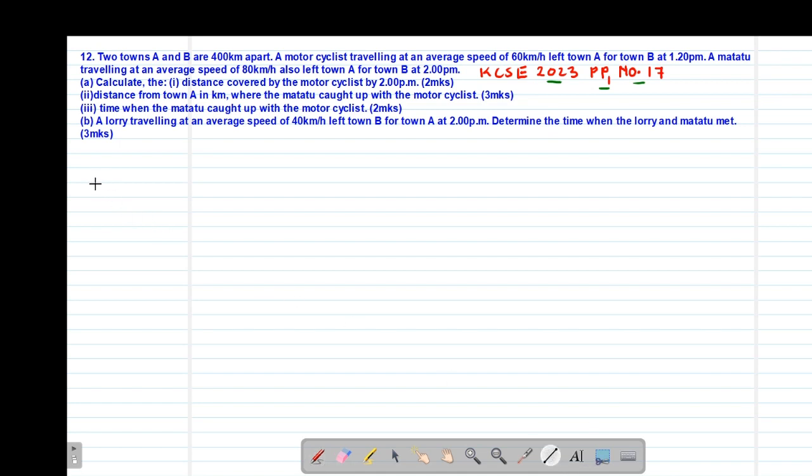So I'm going to sketch that information that I'm given. So we have two towns. One of the town is A, then the other town is town B. Then the distance between the towns, I'm being told it is 400 kilometers apart. So a motorcyclist, traveling at an average speed of 60 kilometers per hour, left town A for B. So the motorcyclist is traveling from A to B.